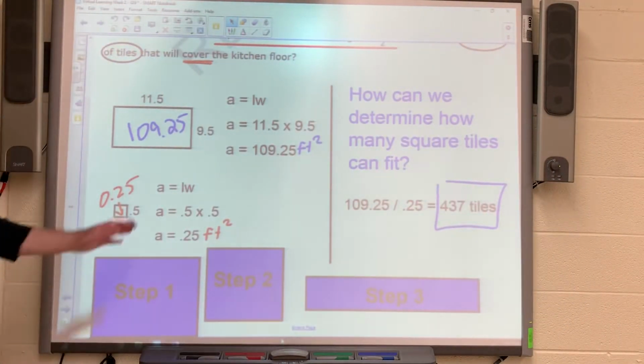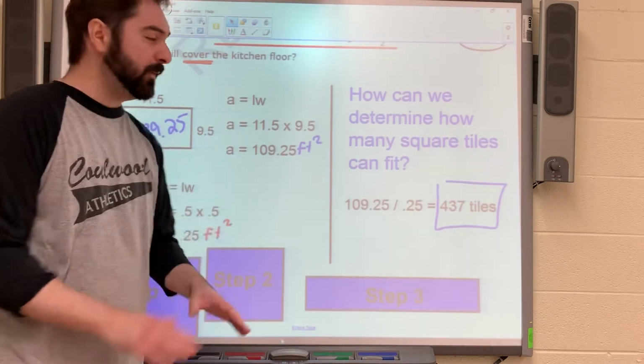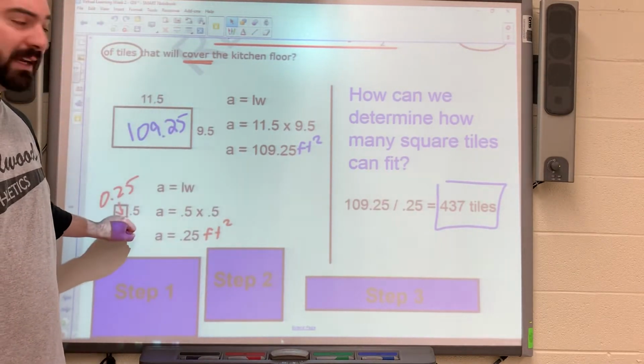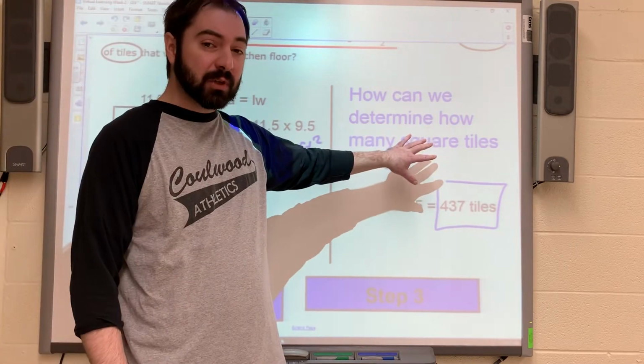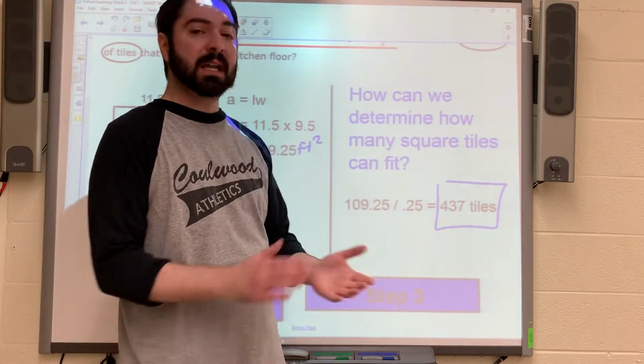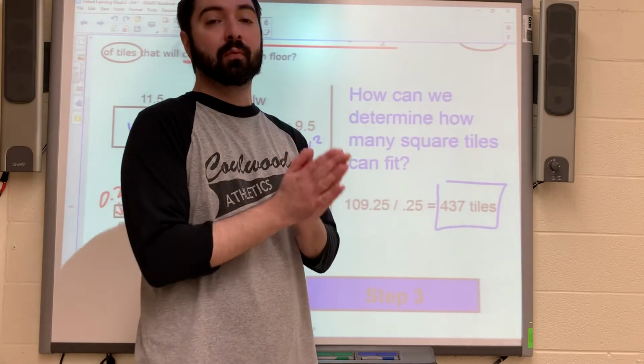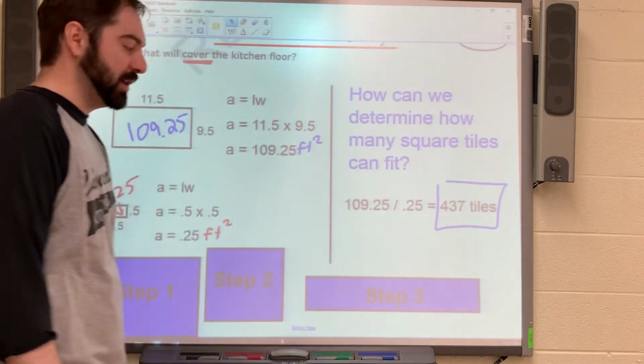So again, it's a multi-step problem, but none of this is difficult. The first part was reading and writing it down. The second part was finding the area. The last part is a little bit tricky, but you would have to think to yourself, what could I do with the area of both the room and the tiles that they're trying to fit inside?